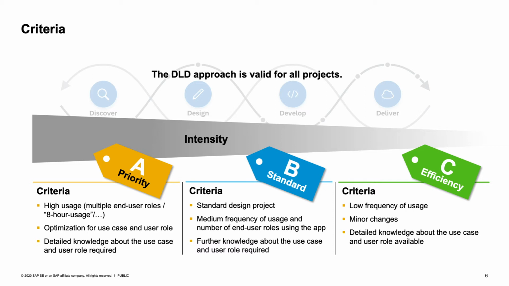The DLD is used in projects all across SAP, but to a different extent. There are multiple criteria that we use to define where on this scale we put the application that we want to build. Is it a big new application or just a minor change to an existing one? How much do we already know about the use case and the user role? What do we still have to find out through research? How often and how intensely will the application be used by its users? How many users will the application really have?